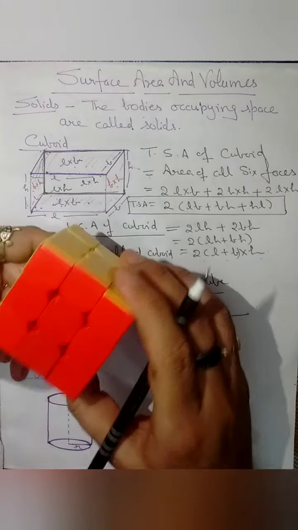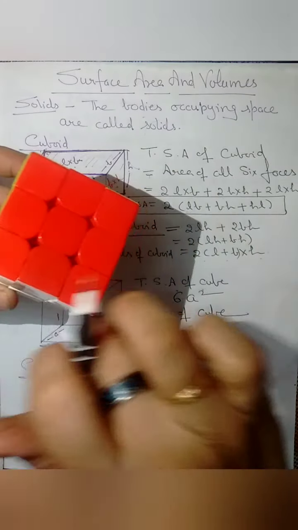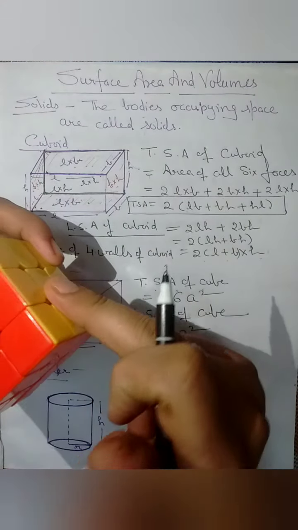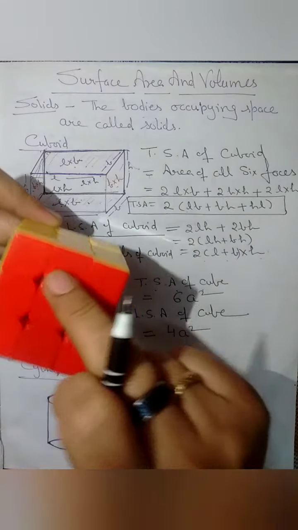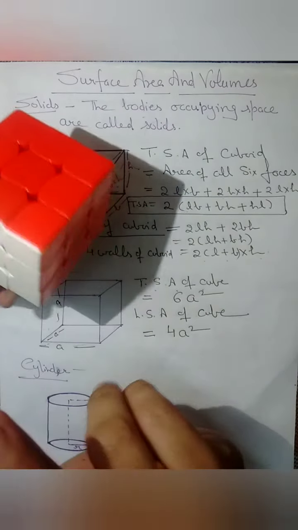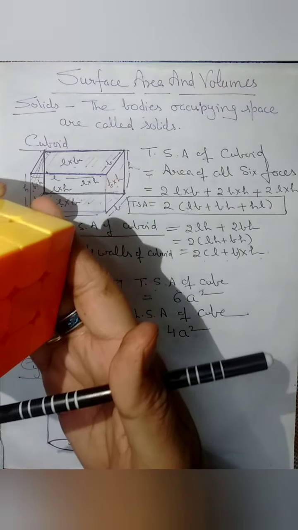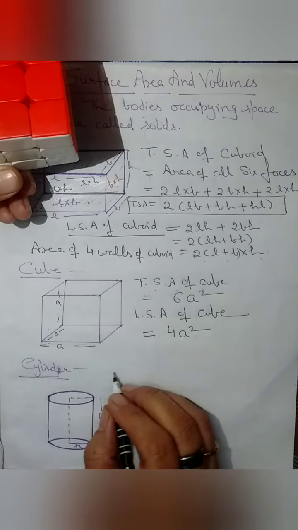Now suppose you have to color the top and 4 sides, then A square plus A square plus A square plus A square means 4A square, plus area of this top, that is A square, 5A square. One face, that is at the bottom, will be excluded.